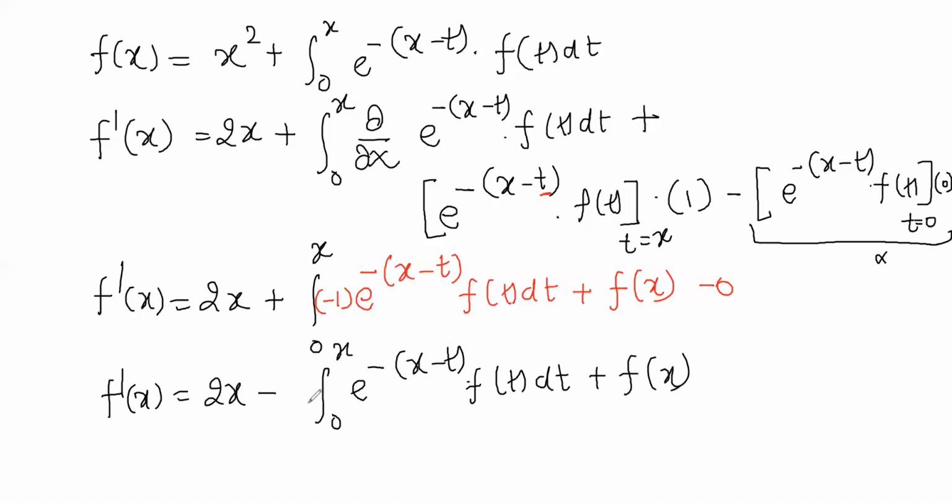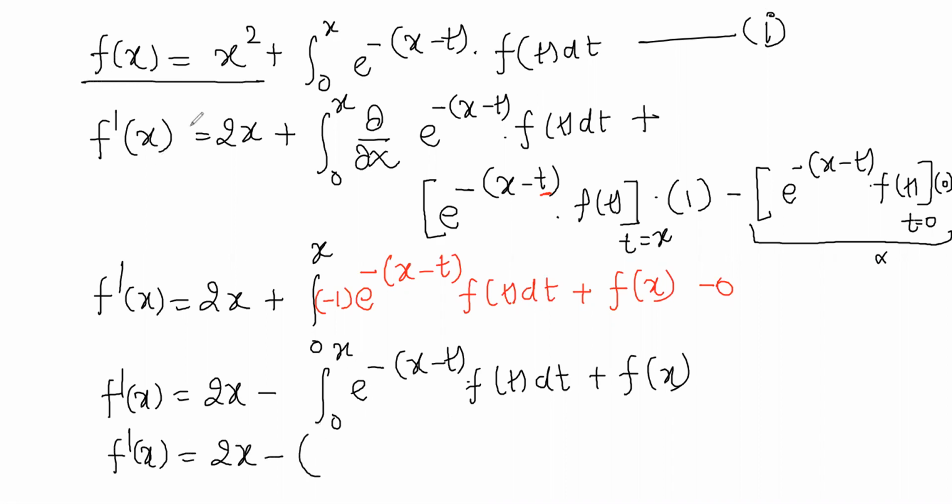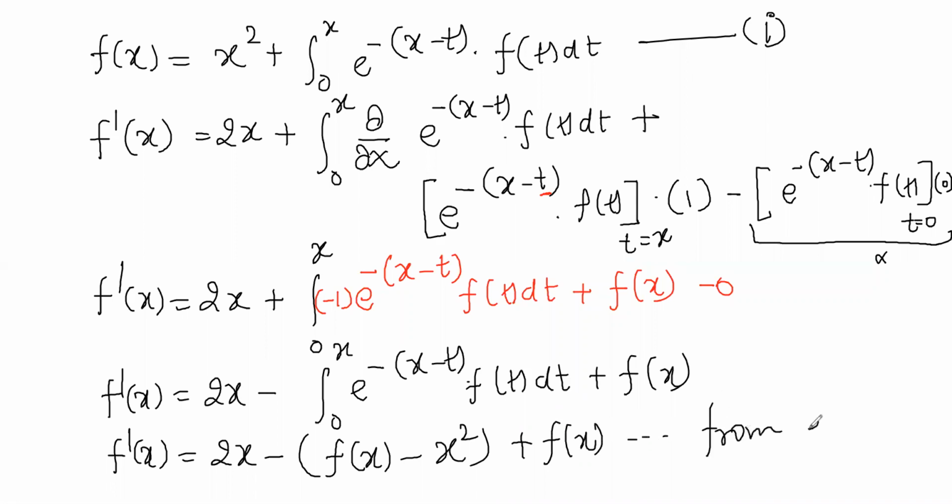Now again, if I go on differentiating, I'll not be getting anything, because this part is not going to vanish. So to vanish this thing, I can make a substitution from this equation. I see that the third term will be nothing but, I can write f dash x equals 2x minus this quantity right here, which will be nothing but f of x minus x square. I can easily say that, and then this will be plus f of x, and we can call it from equation 1.